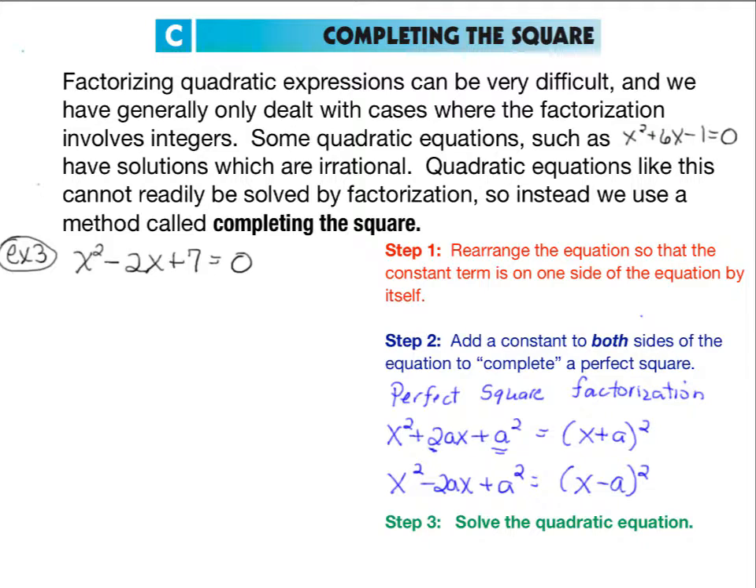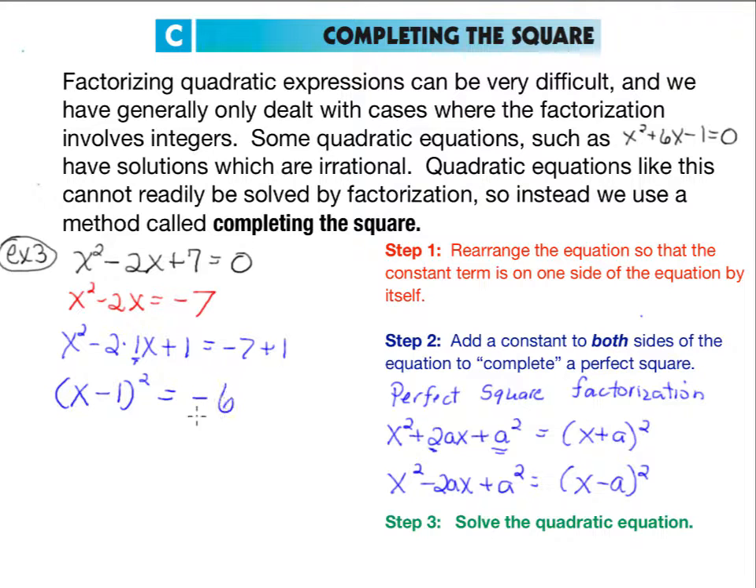Let's try this again in example 3. So I need to get the constant term on the side by itself. Set it up so I can do complete the square. So 1 squared is 1, so I need to add 1 to each side.